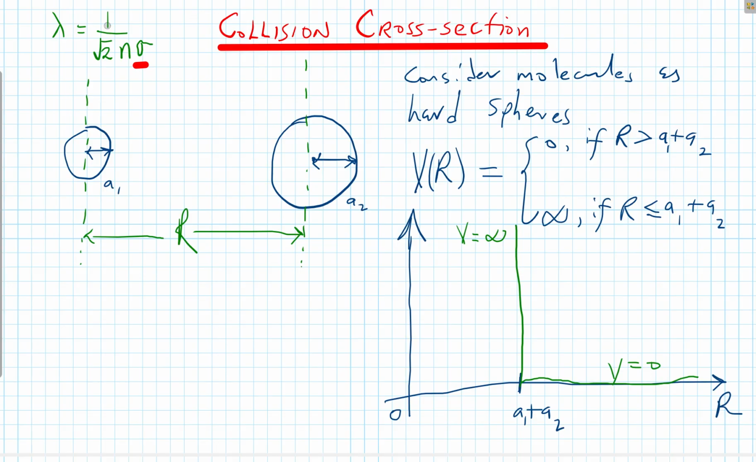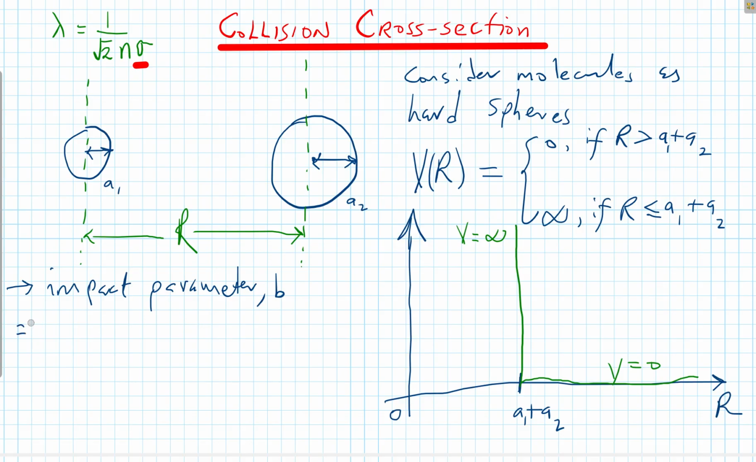Now, if we consider a collision between molecule A1 and A2, there is a way of quantifying when a collision is going to happen and when a collision is not going to happen. The parameter for quantifying that is called the impact parameter. So let's define that impact parameter.